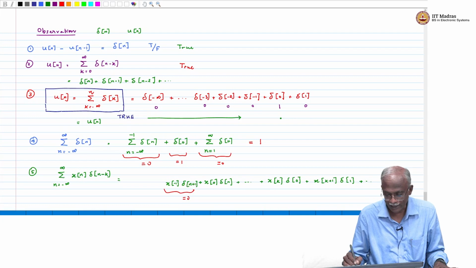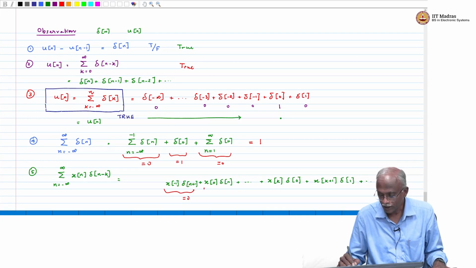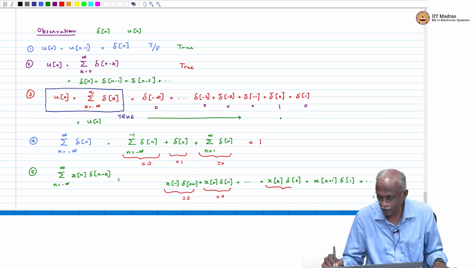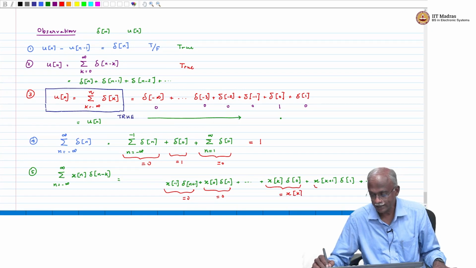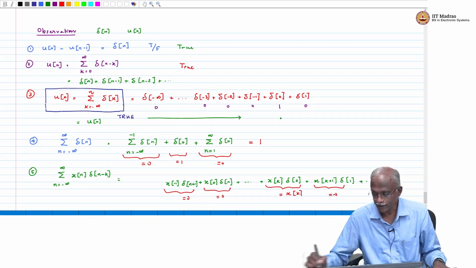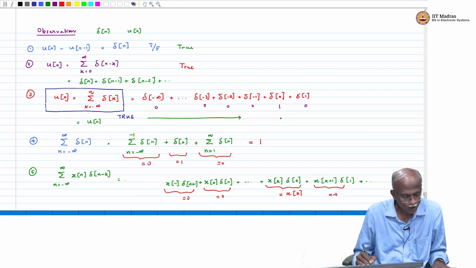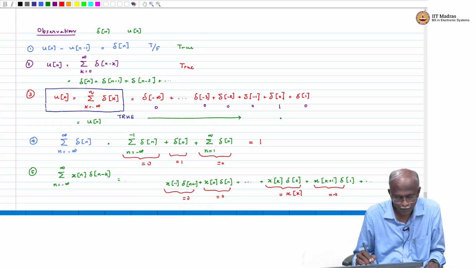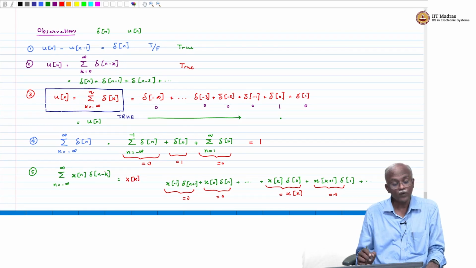Why? Because delta of n plus 1 is 0, this is equal to 0. The only one that is non-zero is this one. This will be equal to x of k, because delta of 0 is equal to 1. This is equal to 0, and so when you do this summation, what you will get is the sample x of k. Only one non-zero sample will be left.